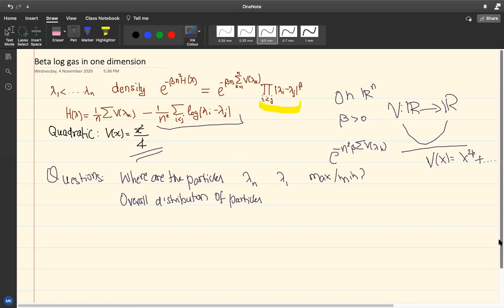So that is what here I mean by overall distribution of particles. There are many questions in this, and also you can ask about the gaps between particles. So let's say lambda n is the largest and lambda n minus 1, how big is that gap? Or you may go to somewhere in the middle, lambda n by 2 and lambda n by 2 minus 1, two particles in the center. So how do they look? The particles are distributed on the line, and these are all the questions we want to understand here.